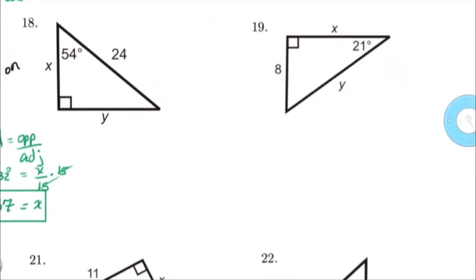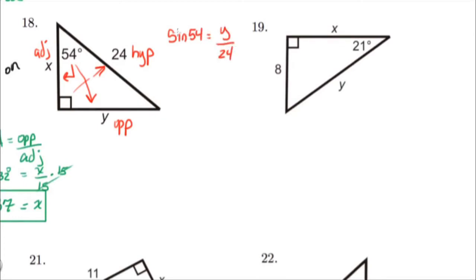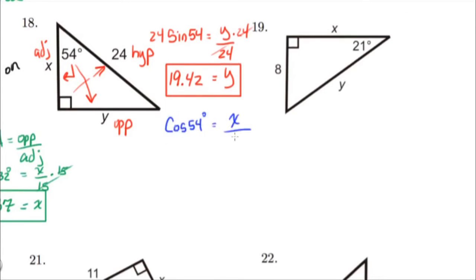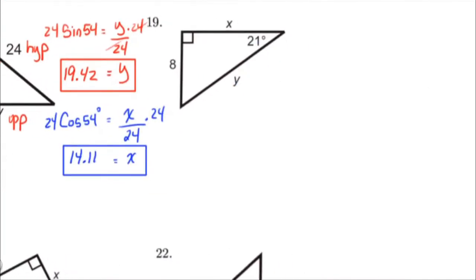So for number 18, we're looking for both the legs and the hypotenuse is known. So in this, we're going to use sine and cosine for both of these. To find y, I can use the sine function, and to find x, I can use the cosine function. We could also use the Pythagorean theorem once we have 2 out of the 3 sides, but since we're rounding here, we don't have an exact value, so we should use the given values.